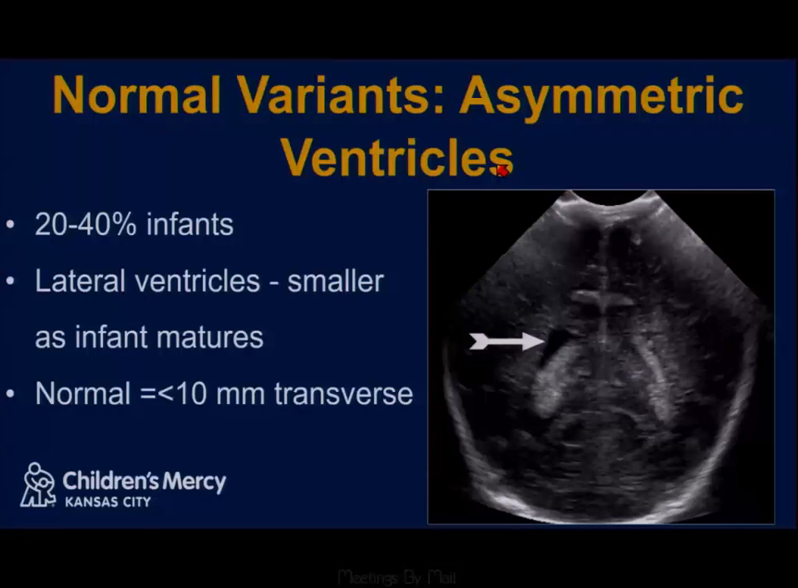So here's another normal variant that we see a lot, and that's asymmetric lateral ventricles. You see this in about 20 to 40% of infants, so this is really common. So please just be careful. Look for mass effect, look for, again, those 3 layers of cortex, look for differences in the white matter. But if there's none of those things there and you just see isolated lateral ventricle asymmetry, it's probably okay. And the lateral ventricles tend to get smaller as that infant matures, and then normal is less than 10 millimeters.